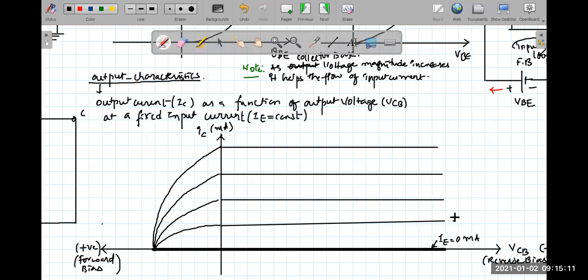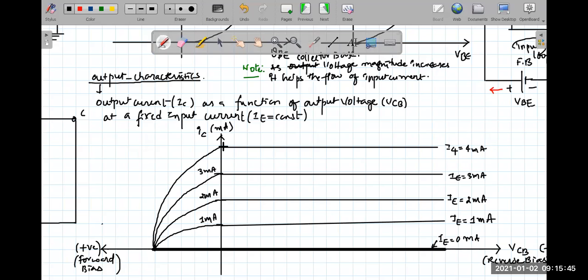So if the emitter current is 1 milliampere, what must happen? If it is reverse biased, the collector current must also be 1 milliampere. If the input current is 2 milliamperes, the collector current must also be 2 milliamperes. If the input current is 3 milliamperes, the collector current must also be 3 milliamperes. Because we know that the majority of the current is reaching the collector.